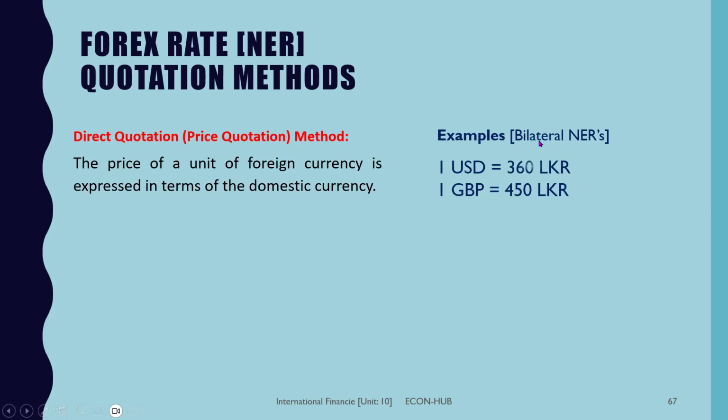Okay. So you can say $1 is 360 LKR. This was at the height or peak of the crisis. So we are giving the price of a foreign currency in Sri Lankan rupees. 1 GBP, sterling pound, Great Britain pound, is 450 LKR. This is called the direct quotation, price quotation.